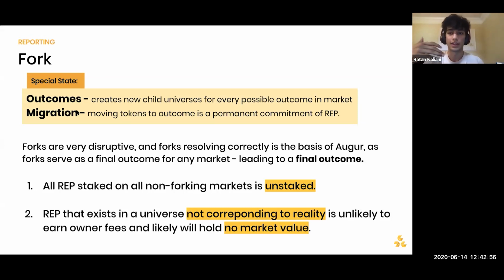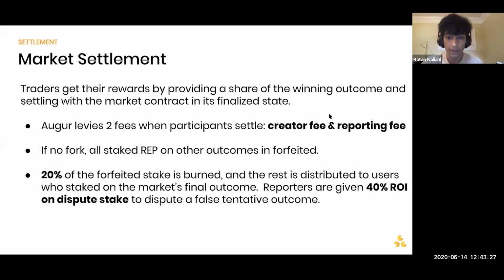Sayana asked why reputation staked in a universe not corresponding to reality wouldn't hold market value, and why it says likely not hold market value. It's because at the time when you're staking it, it still does hold market value, but as soon as the outcome is finalized, it loses all market value. So essentially, there's no point in staking in a child universe that doesn't correspond to reality. So now we'll move into settlement.